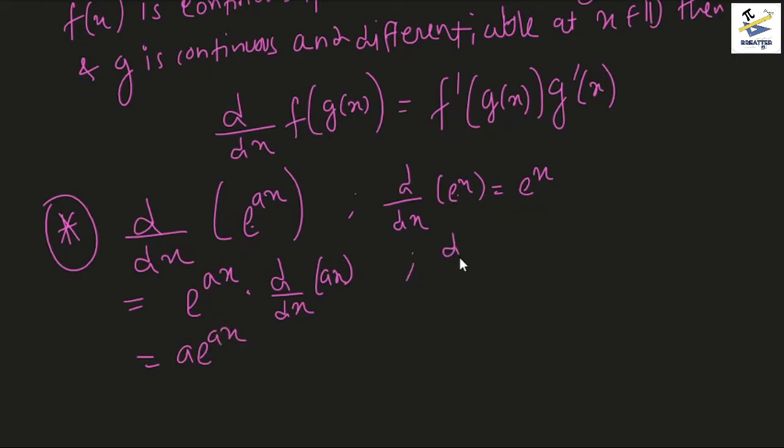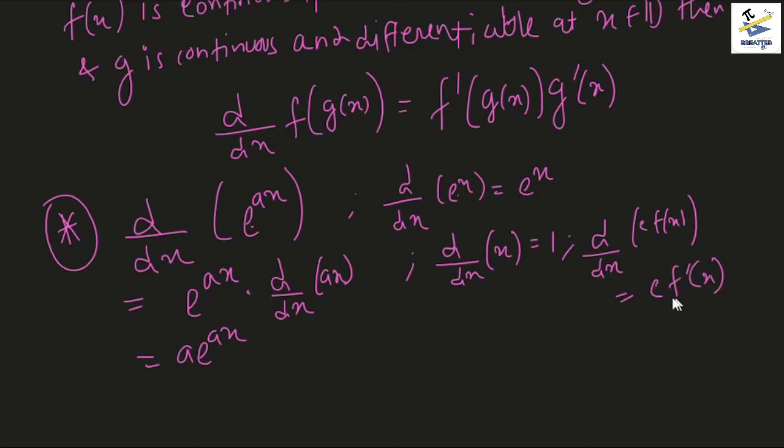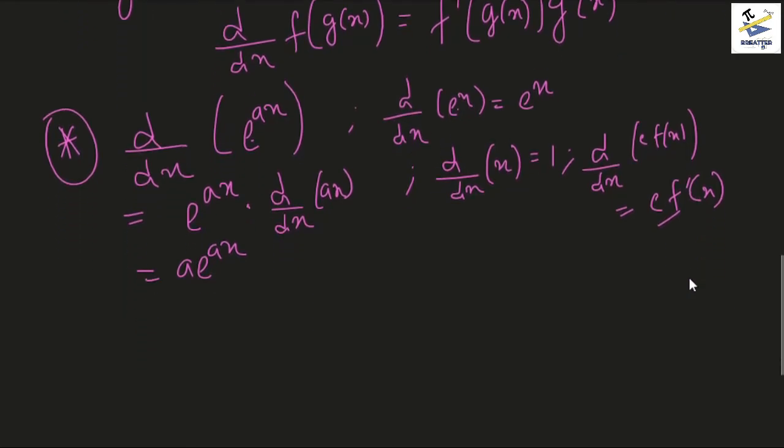This is because d/dx of x is just 1, and also d/dx of a constant c times any function f of x is just c times the derivative of the function. So the constant just remains multiplied throughout. Okay, next example. The more examples we do, the easier it will be for you to understand.